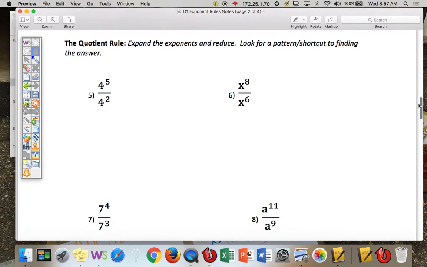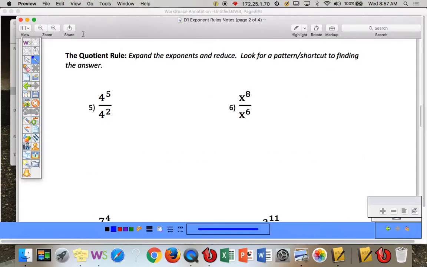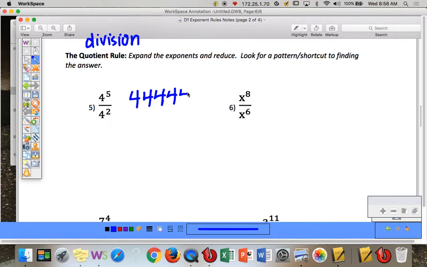The quotient rule. Quotient means division. Expand the exponents and reduce. Look for a pattern or shortcut to finding the answer. So this is 4 to the 5th power. I'm going to put 5 4s on top and 2 4s on bottom. What is any number divided by itself? Well, it's 1. So let's cancel the 1s here, and when we do that, we have 4 to the 3rd power left.